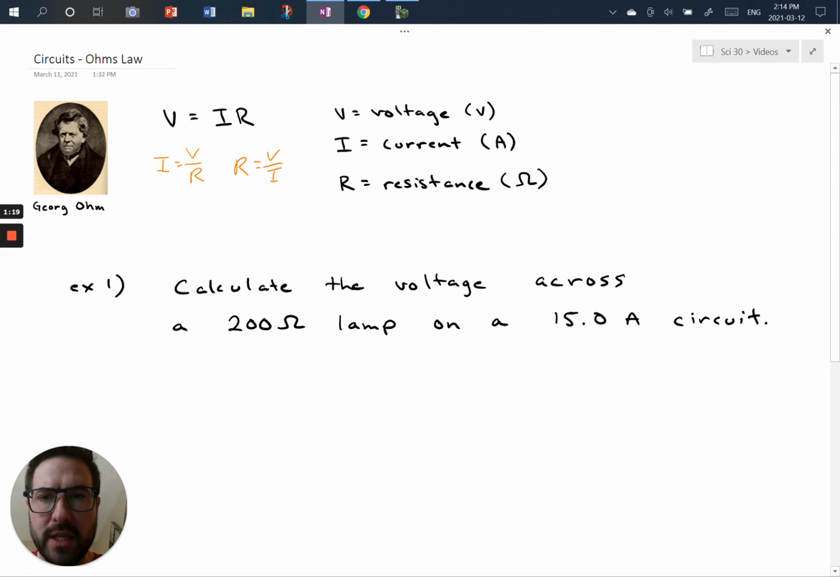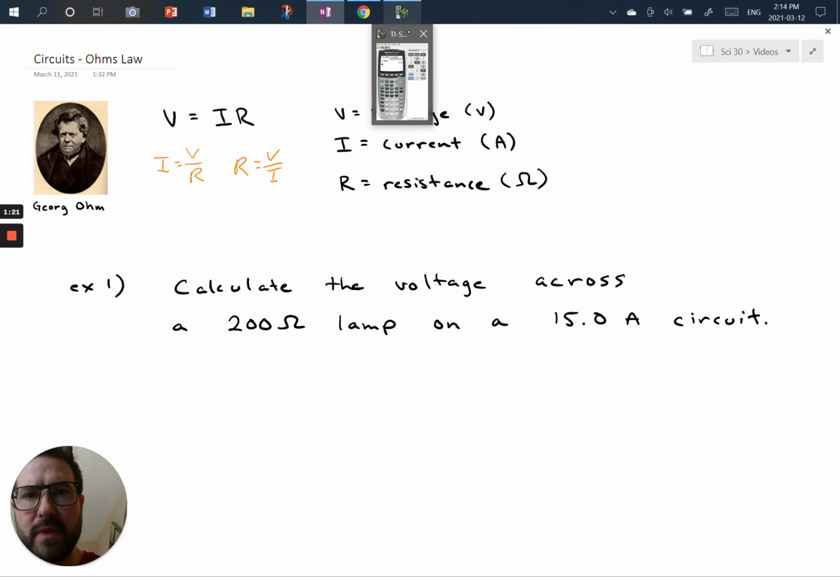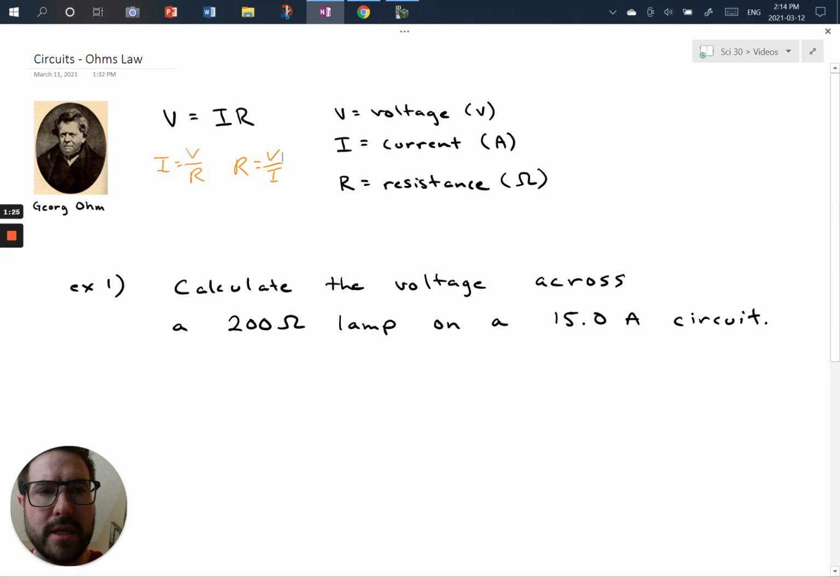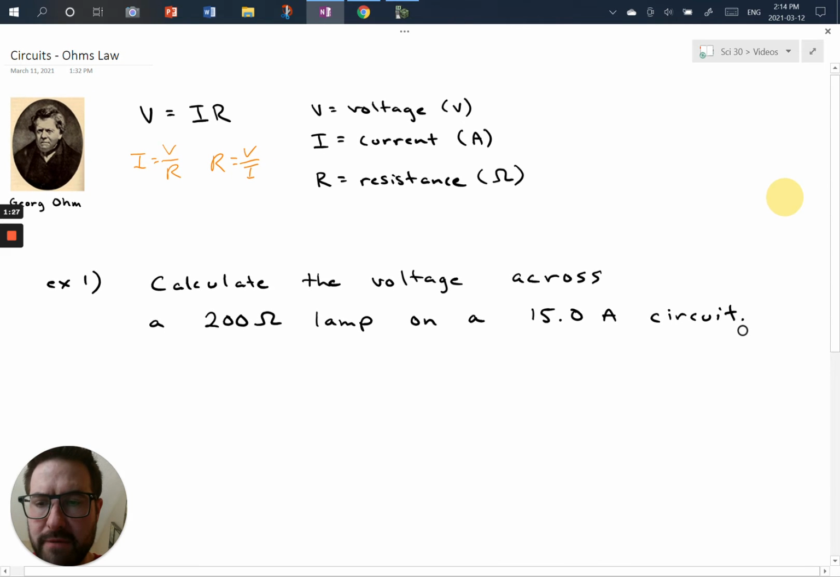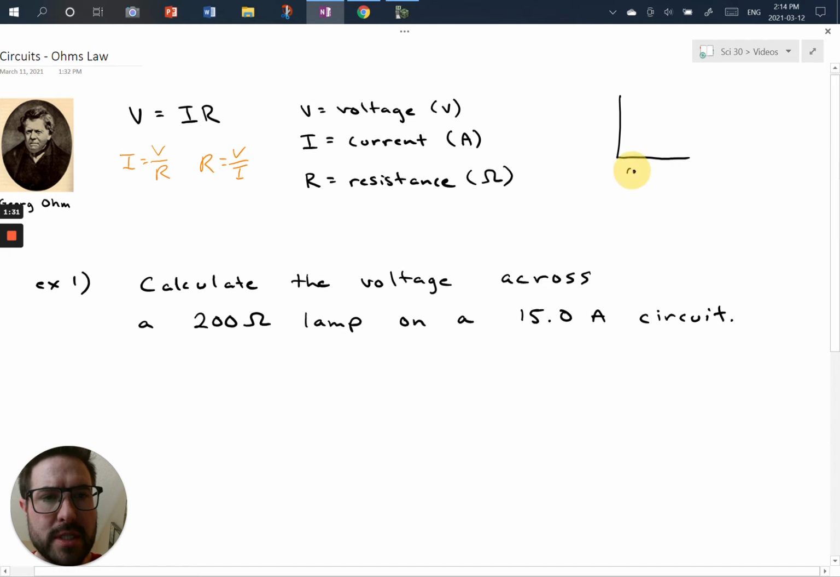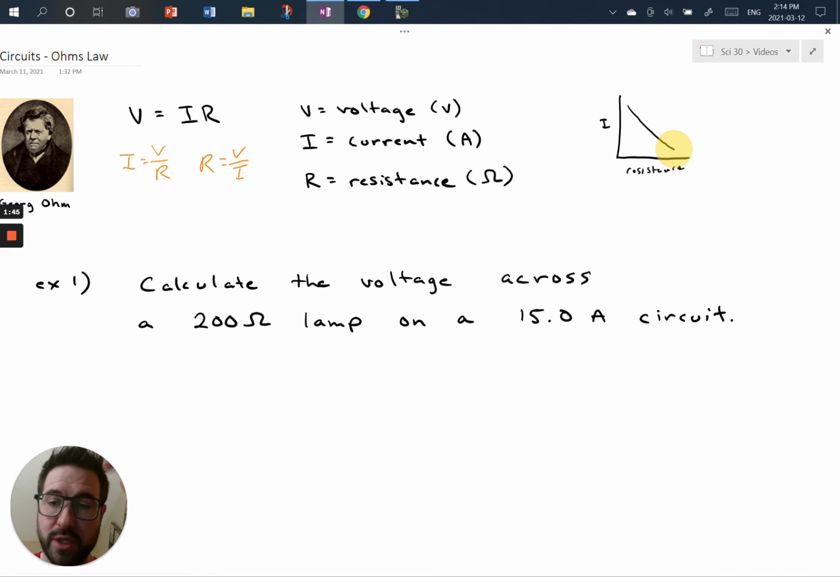Now another thing to think about when we look at this, and this actually relates to the resistance stuff that we talked about last time: if I increase the resistance, the current is going to decrease. With rising resistance, there's more resistance to the flow of electron current. Therefore, there's going to be less current.